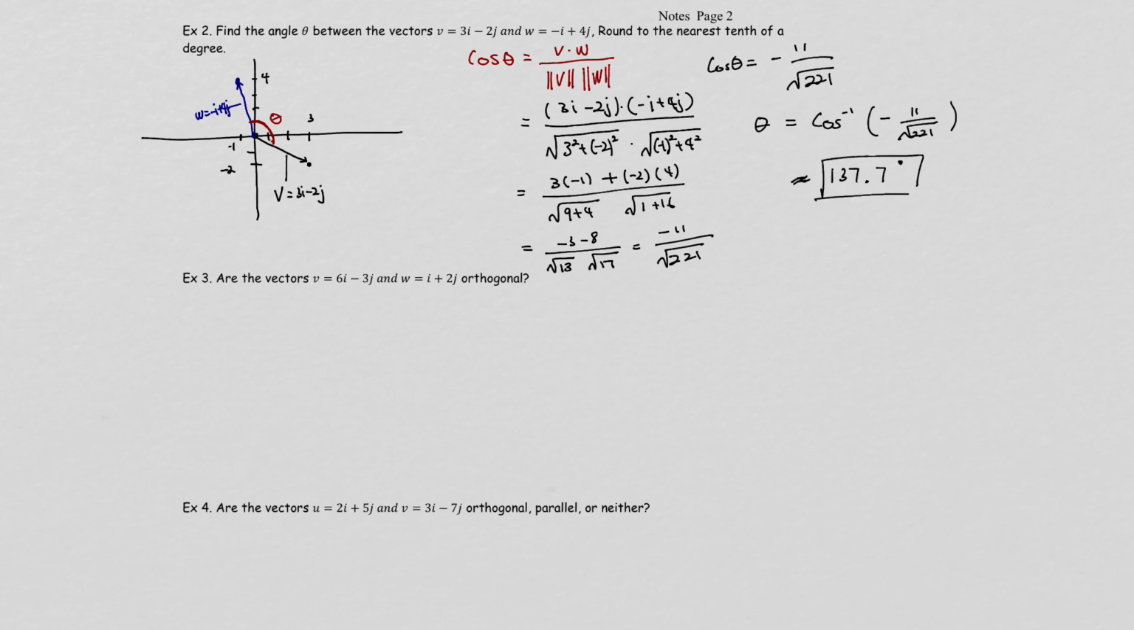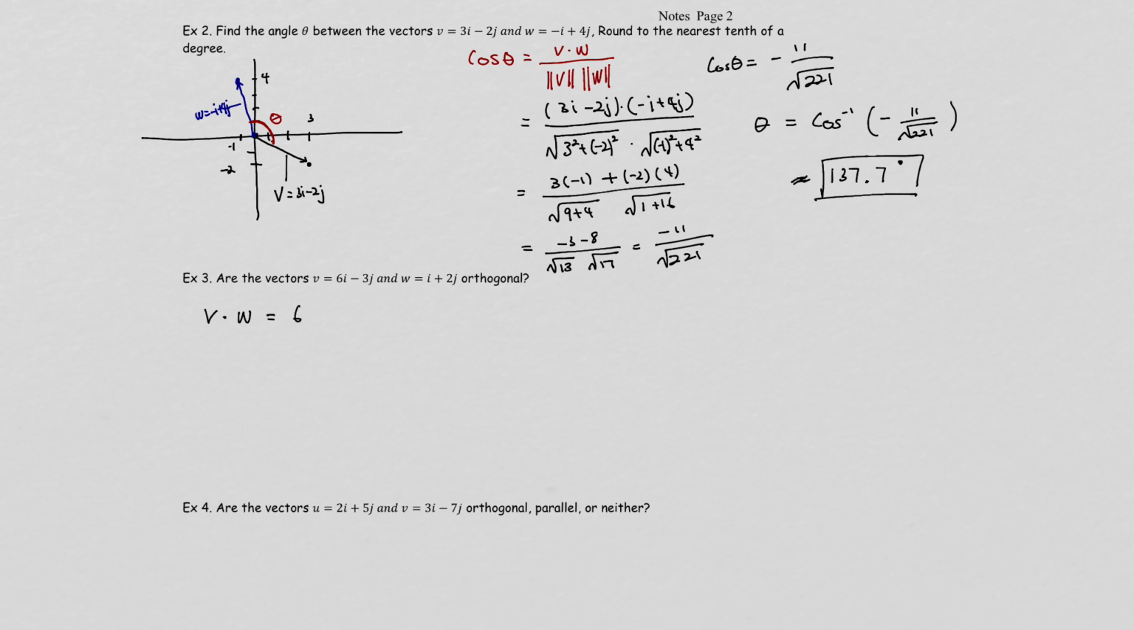Let's look at the next problem. Example 3. Are the vectors v and w orthogonal? To be orthogonal vectors, remember when you're multiplying, it should be equal to 0, right? So that's the checking you're going to do. So let's try what happens when we're multiplying those two.